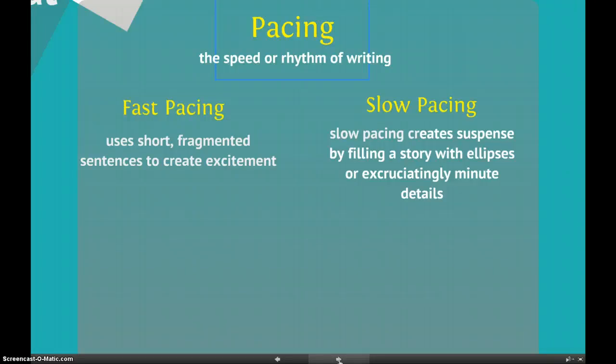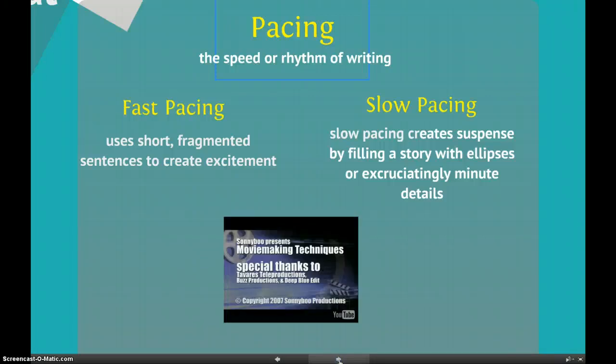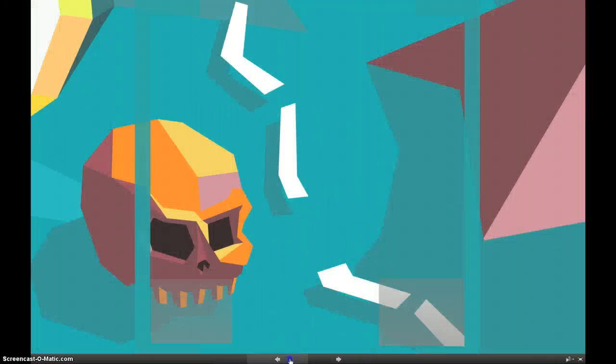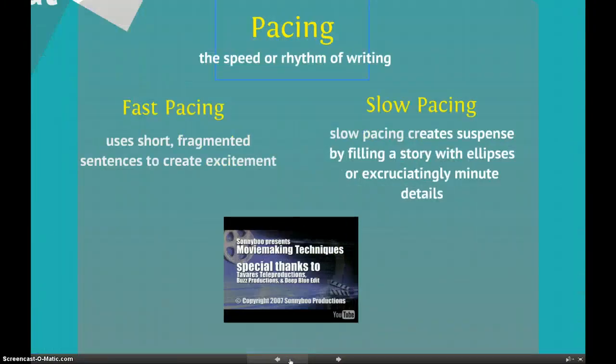So I'm actually going to show you a video that kind of does this with film instead of writing, and then we'll compare the two. Well, I would do that. Here we go.